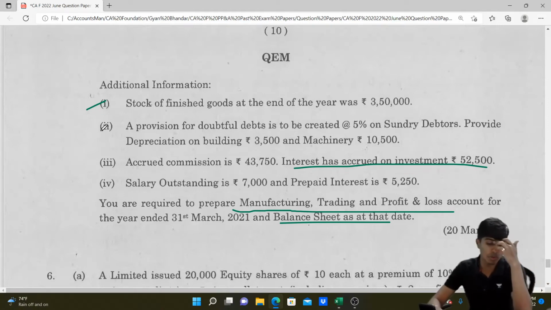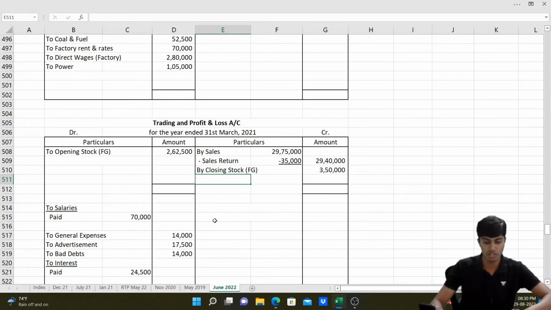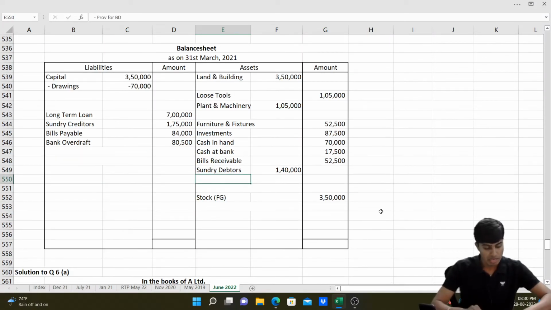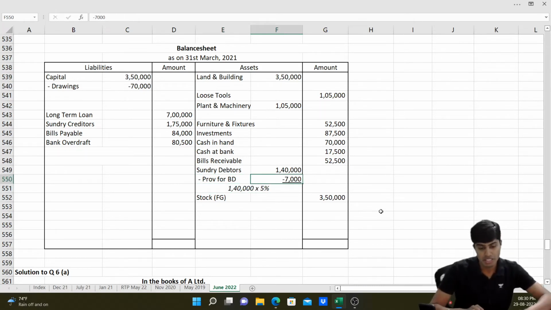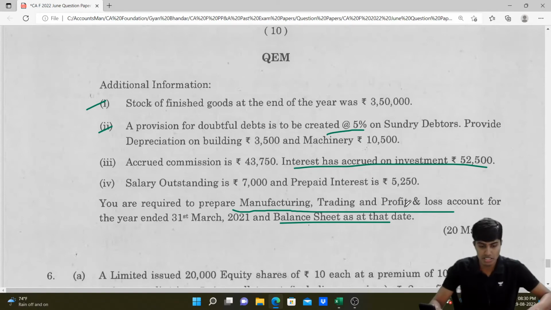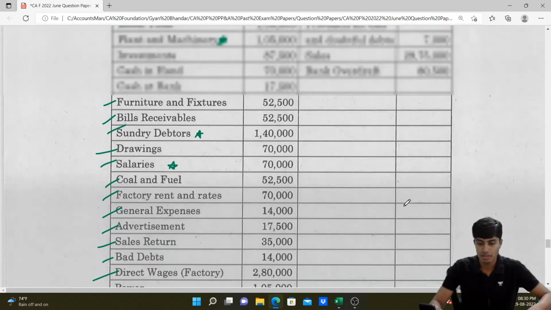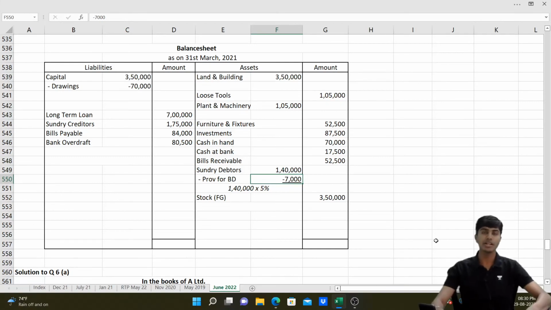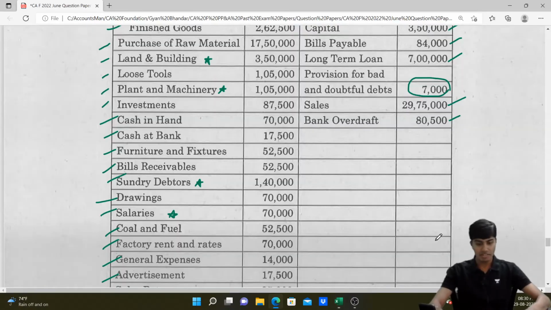Great. Then let's go to provision. Provision needs to be maintained at 5%. Let's find out provision at 5%. We have debtors in the balance sheet. I will write less provision for bad debts at 5% of 1,40,000, which comes down to 7,000. How much is the existing provision that we have? The existing provision is exactly 7,000. So the provision needs to be maintained at 7,000 and provision is available at 7,000.